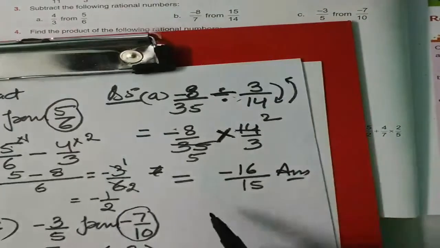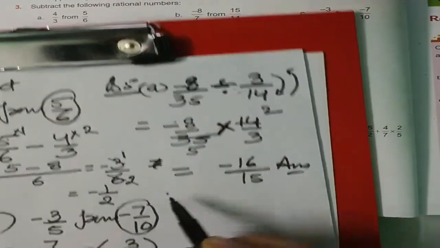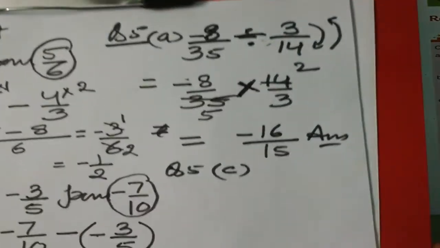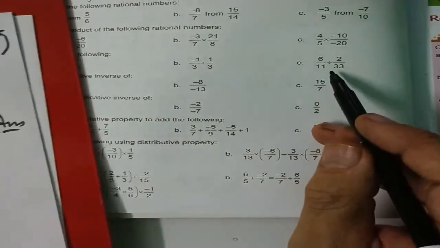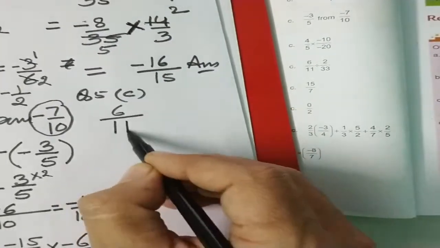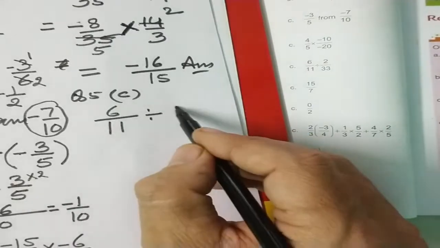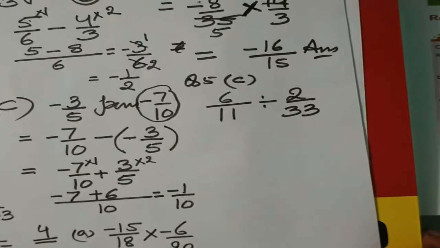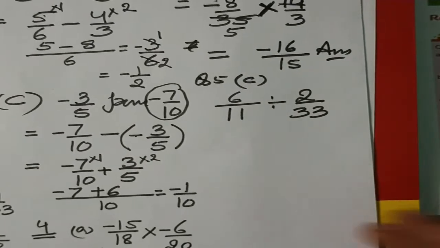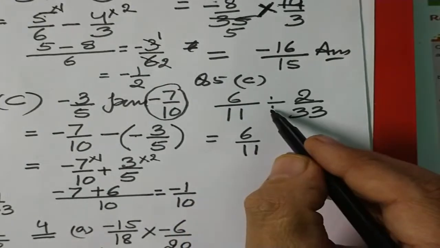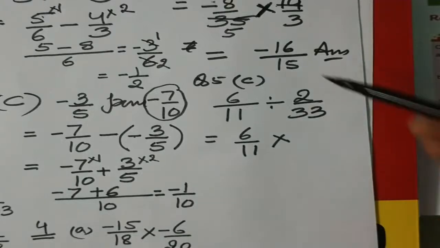Same way, let's see question number 5, C part. The question 5 C part is this one. It is written 6 upon 11 divided by 2 upon 33. So what will it become? 6 upon 11, the divide sign will become into. So what did we do here?